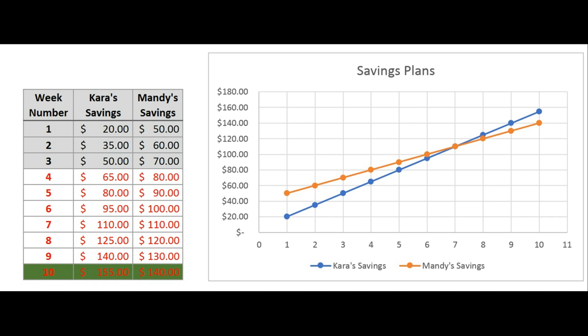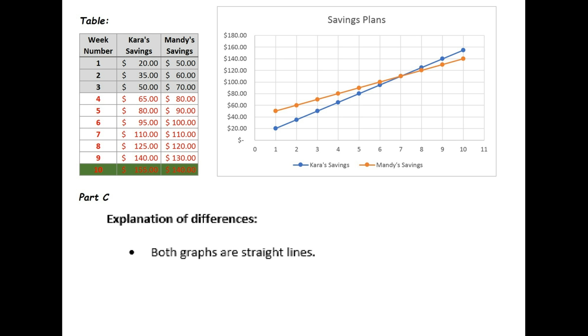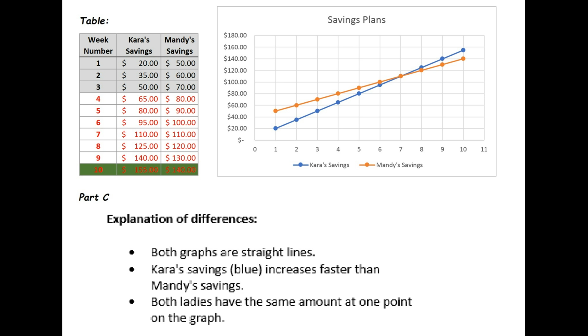And if we plot both at the same time, that's what we're seeing. Kara's savings is the blue line, Mandy's savings is the orange line. So what are the differences in the two? Well, both of these graphs are straight lines, but you'll notice that Kara's savings in the blue increases faster than Mandy's savings, even though she started with less. And both ladies have the same amount at one point on the graph, and we're going to talk about that again in a little more detail next time.